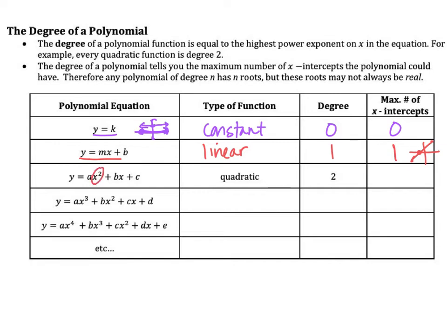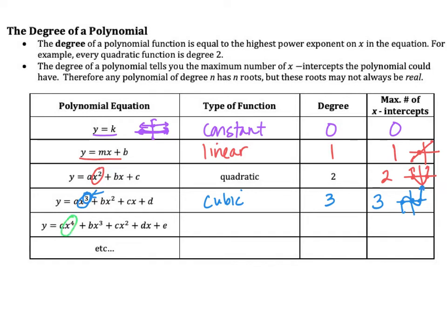A quadratic function has x to the second power. It therefore has a degree of 2. And therefore, the maximum number of times it can intersect the x-axis is 2 times. If you have something to the third power, we call that a cubic function. It does have a degree of 3 because that's the highest power. And therefore, it could have a maximum of 3 intercepts. If I'm looking at that graphically, I could go 1, 2, 3 times it could intersect the x-axis.